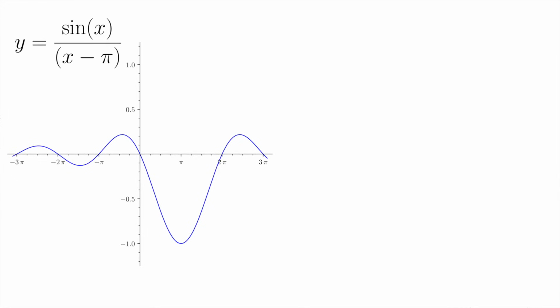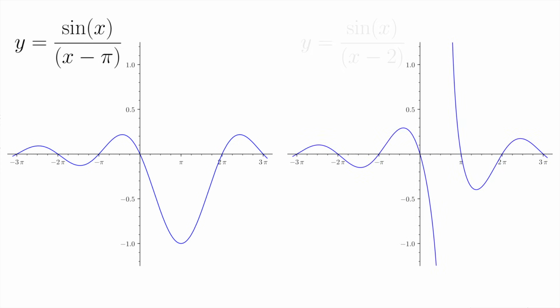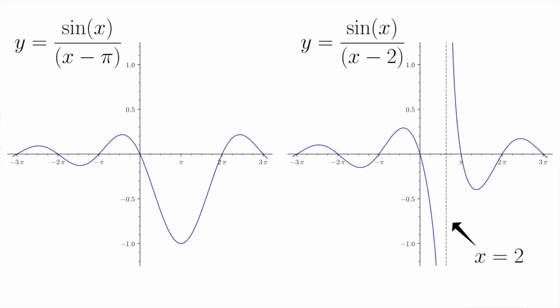What happened? It might be illuminating if next to this graph, I also show you the graph of sine of x divided by x minus 2. You'll notice these two graphs have a very key difference, namely the presence of this vertical asymptote. This vertical asymptote here occurs because at x equals 2, the denominator of this function is equal to 0. So really then, the surprising thing is that the graph of sine of x divided by x minus pi does not appear to have an asymptote.